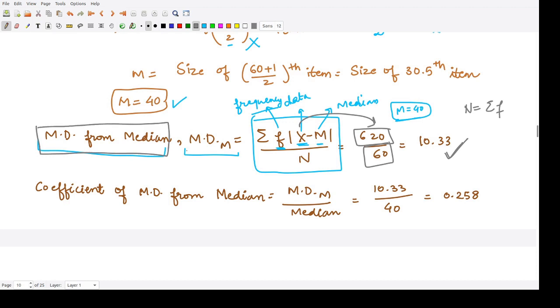Next, corresponding to this mean deviation from median, we will calculate the coefficient of mean deviation from median. That is obtained by dividing the obtained mean deviation by the corresponding median. So it is 10.33 divided by 40. So it is 0.258. This is the answer. This is when we have calculated the mean deviation from median.